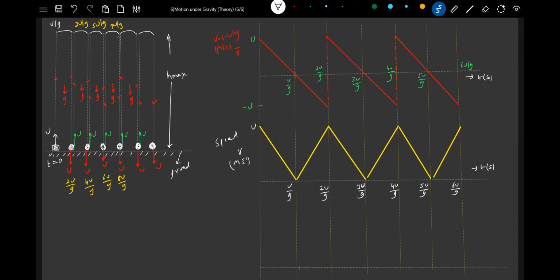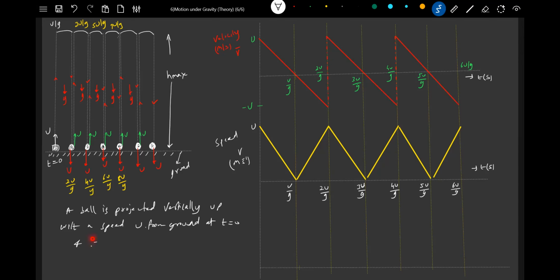Okay, look at the speed versus time graph for a ball projected vertically up. And what is the basic necessary condition? Here a ball is projected vertically up with a speed u from the ground at t equals 0, and it bounces up and down with no loss of energy.